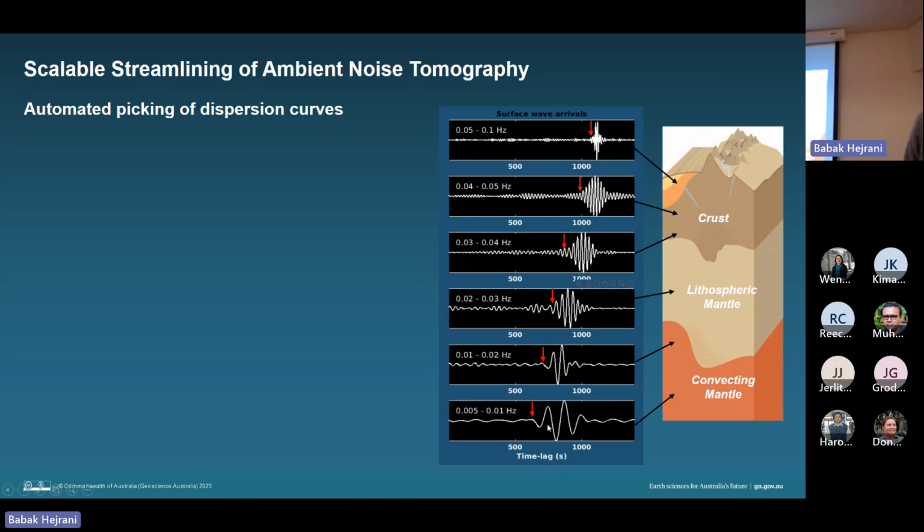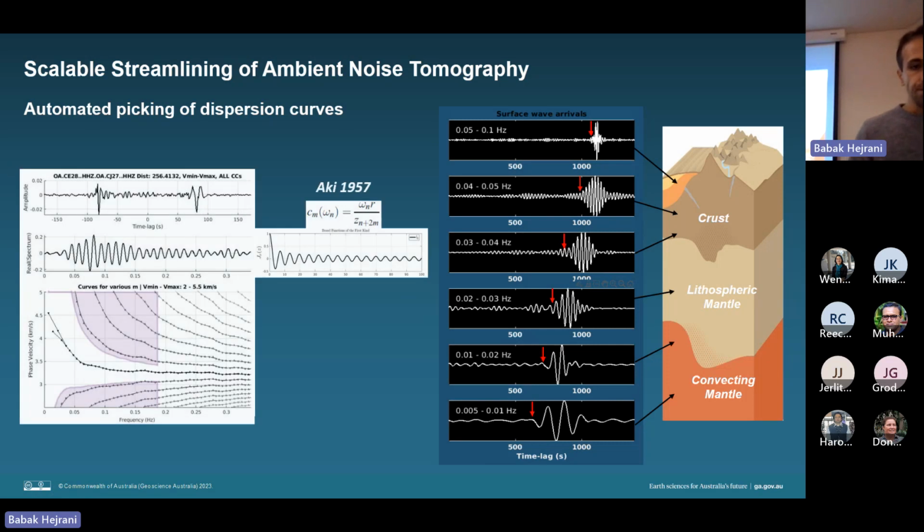Basically, if surface wave frequencies were all arriving at the same time, we wouldn't be able to image the Earth with surface waves. The reason that we can image the Earth is because different frequencies arrive at different times. And the reason for that is low frequencies are more sensitive to deeper structure. For example, in this case, the 200-second signal is sensitive to the convecting mantle, so it's very deep into the Earth. And Earth velocities increase with depth, so at depth they travel faster, and at the surface they travel slower. That's why they arrive later.